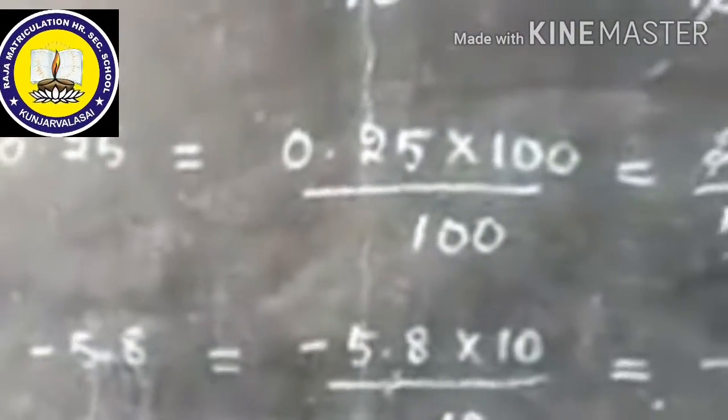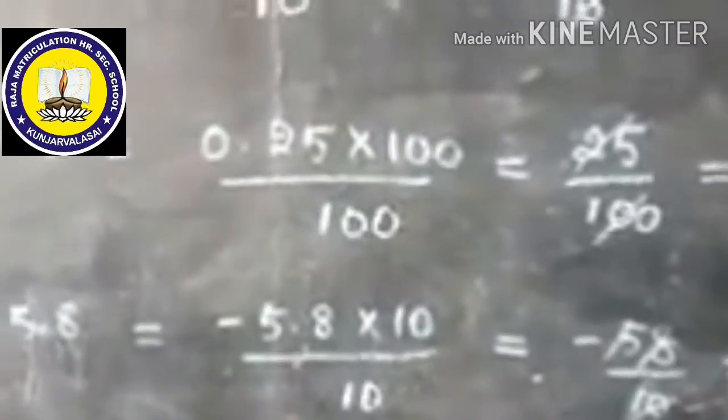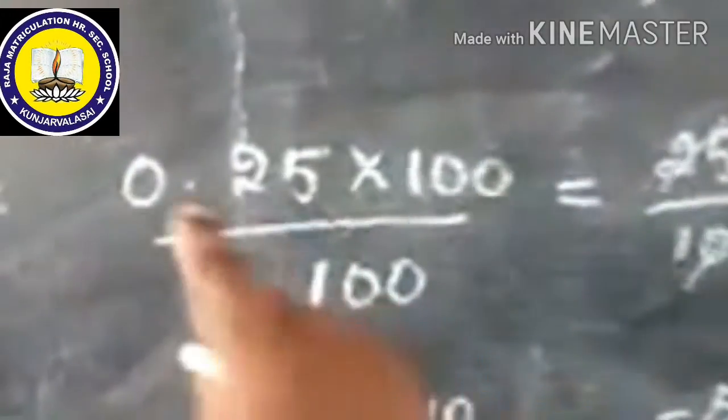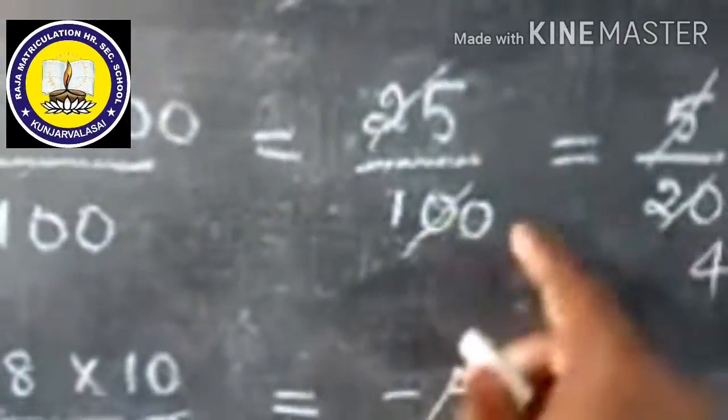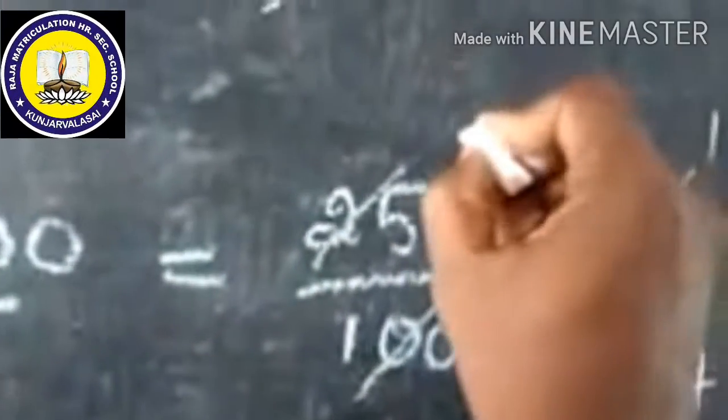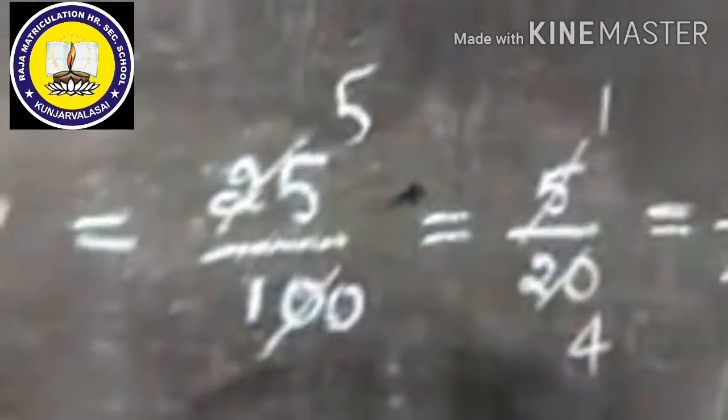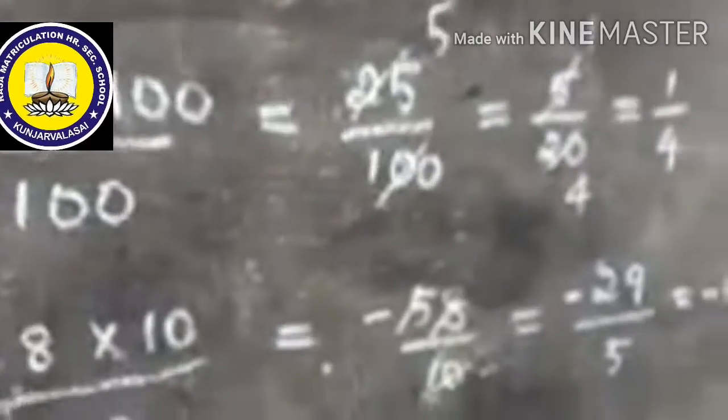So for that purpose we multiply by 100 and also divide by 100. So 0.25 into 100, the answer is 25 divided by 100. We choose the 5 table. How many 5s in 25? 5 5s are 25. Then 10.